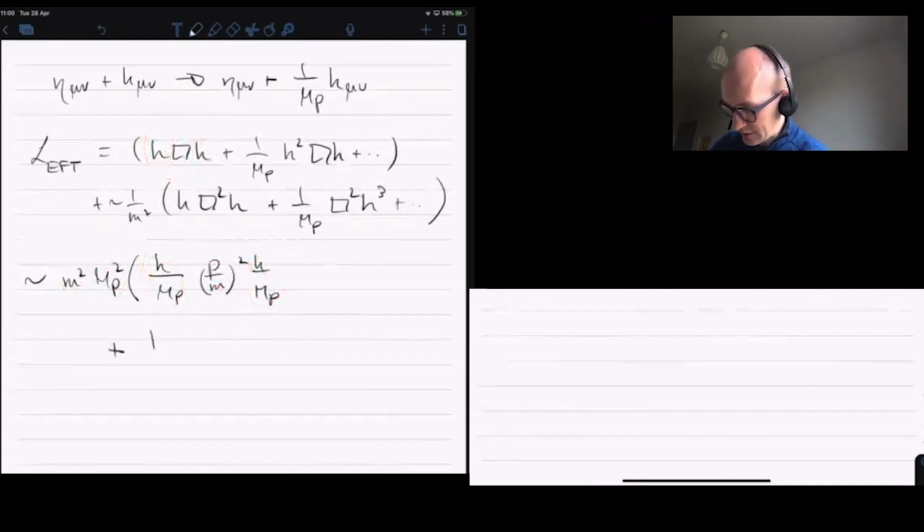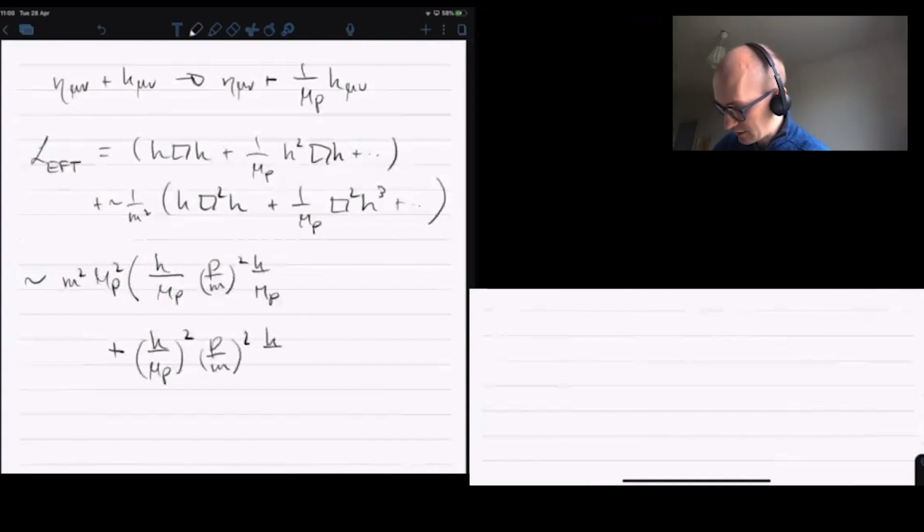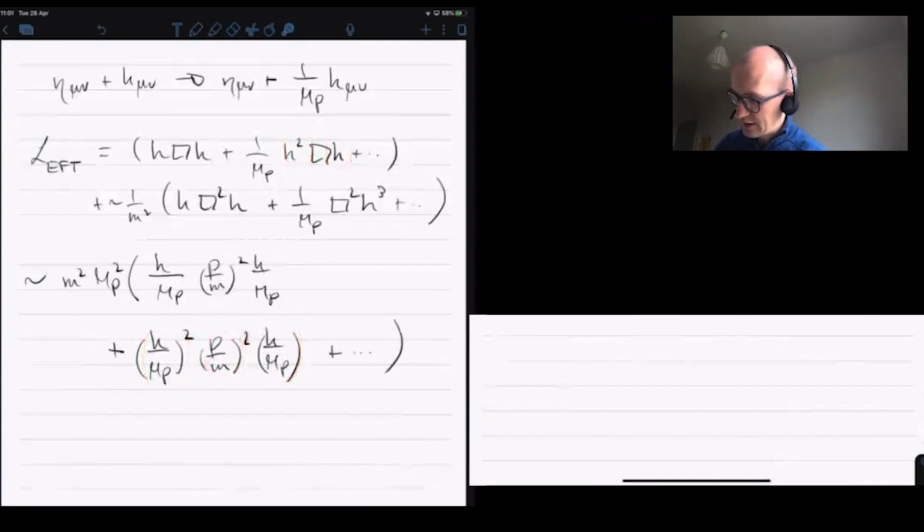Plus, then I have something like h over m Planck squared, p over m squared, h over m Planck. Plus higher orders. I guess this was this term here, h over m Planck squared, this and this, compensated by this guy out here. And so I have precisely the following structure.